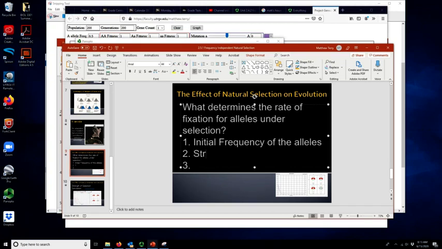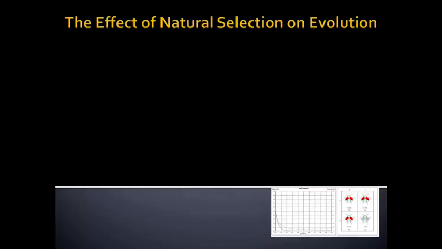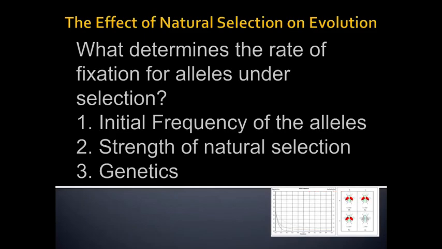The other thing that we can look at is the strength of natural selection. Now, we'll look at all of these in simulations here in just a little bit. And then the final thing that we are going to look at is the genetics. Is it a simple recessive dominant? Is it codominant? What are going to be the impacts of those?